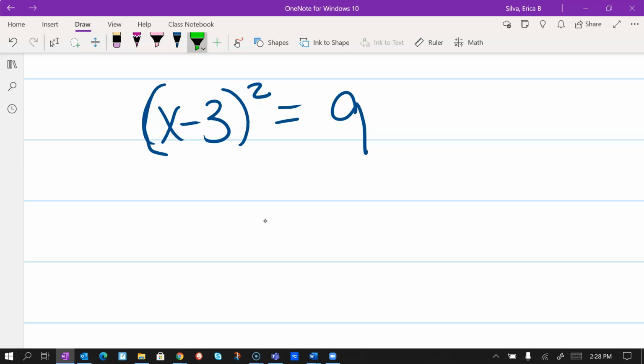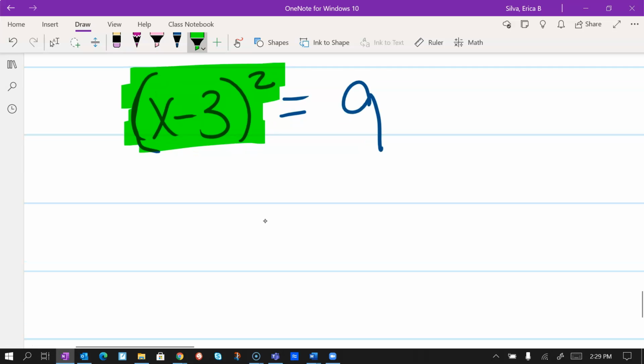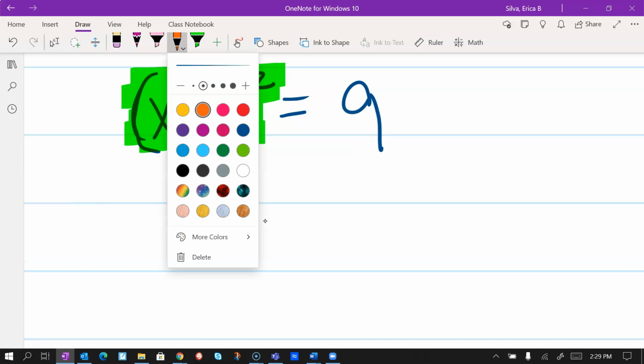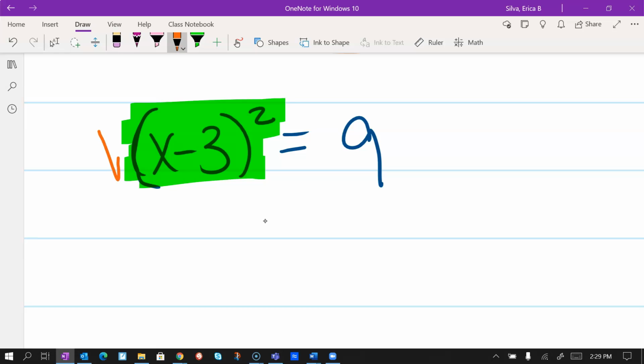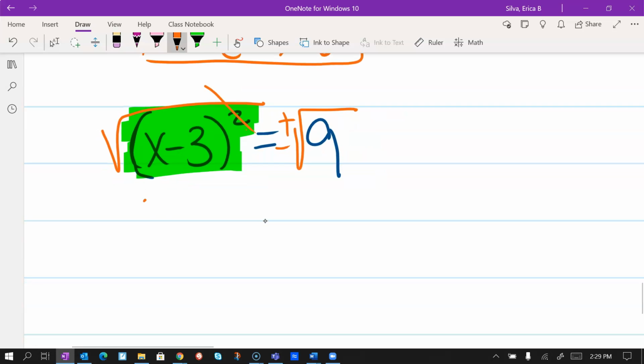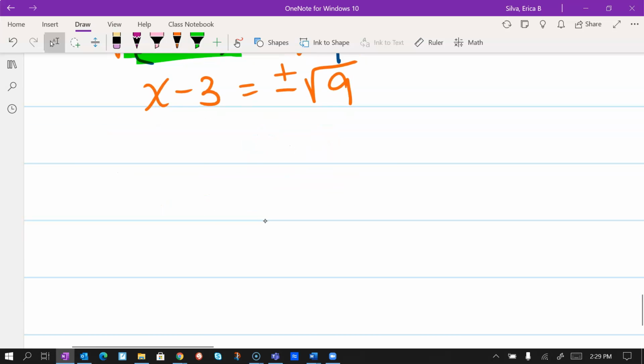Remember, it's everything that's inside that parentheses. So because it's everything inside the parentheses, we know that our squared term is isolated. So what does that leave us to do? Get the square root, right? Get the square root of this side plus or minus the square root of this side. These cancel, and we get x minus 3 is equal to positive or negative the square root of 9. And what is the square root of 9? 3. Positive or negative 3.